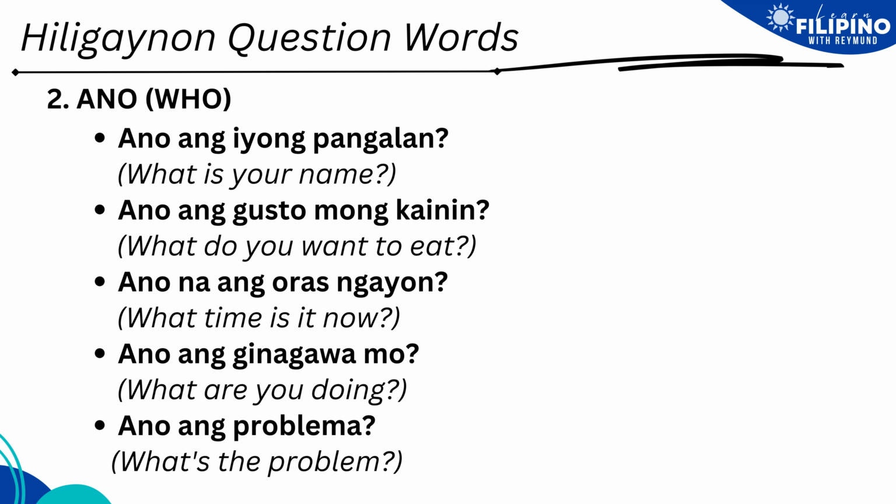Ano na ang oras ngayon? What time is it now? Oras is time, and ngayon is now. Ano na ang oras ngayon? Ano ang ginagawa mo? What are you doing? So gawa is do, ginagawa is doing, present tense. Ano ang ginagawa mo? Ano ang problema? What's the problem? A problema is a problem. Ano ang problema?